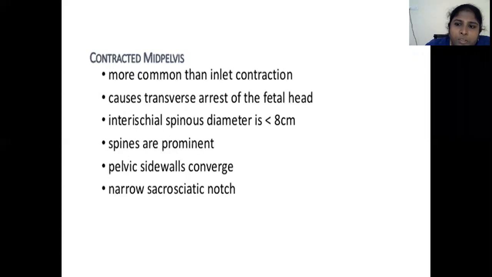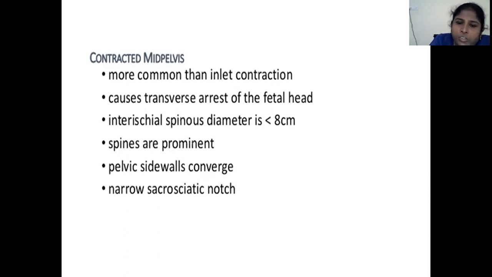Then problem in the cavity, mid pelvis. This is more common than inlet contraction. This causes transverse arrest of the fetal head. Cavity means both sides ischial spines are the main obstructing things. The interspinous diameter should be at least 10 centimeters for the baby to deliver well. If it is less than 10 centimeters, or less than 8, it means severely contracted cavity. And if the spines are prominent, the side walls should be either parallel or diverging for the baby to come out.